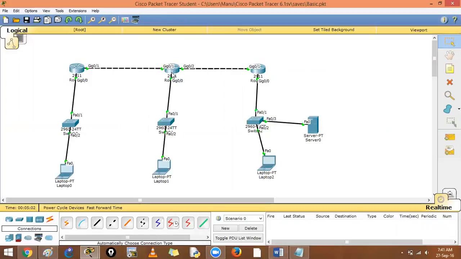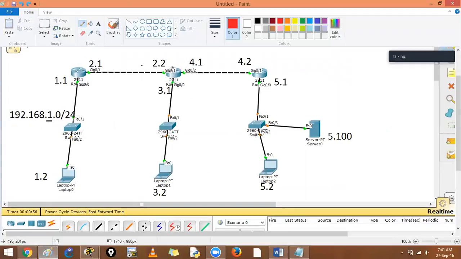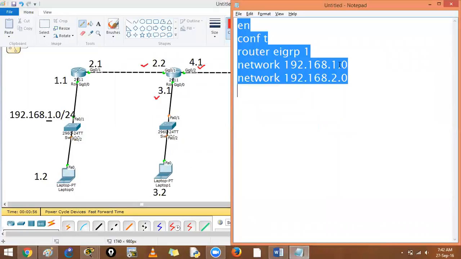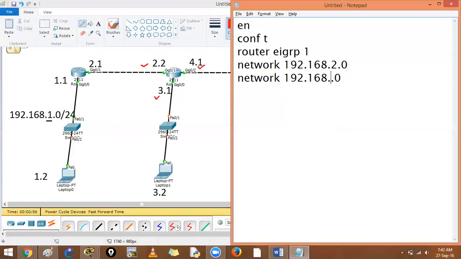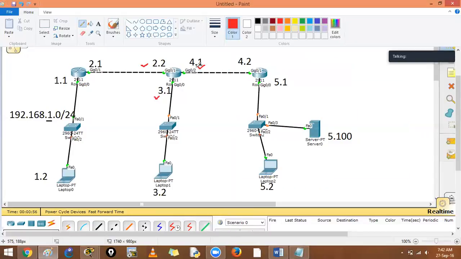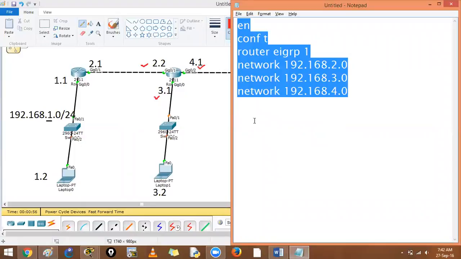Now on R2, how many networks do I have? On R2 I have three networks: 192.168.2.0, 3.0 and 4.0. If I do not put a network statement over here, this network will not be advertised to its neighbors. So always be sure to give the network statement. So how many networks do we have here? Three, right? So I will say network 192.168.2.0, network 192.168.3.0, and I have one more network 192.168.4.0. So I am running EIGRP autonomous system 1 on these three networks. Simple as that. Just copy the configuration.